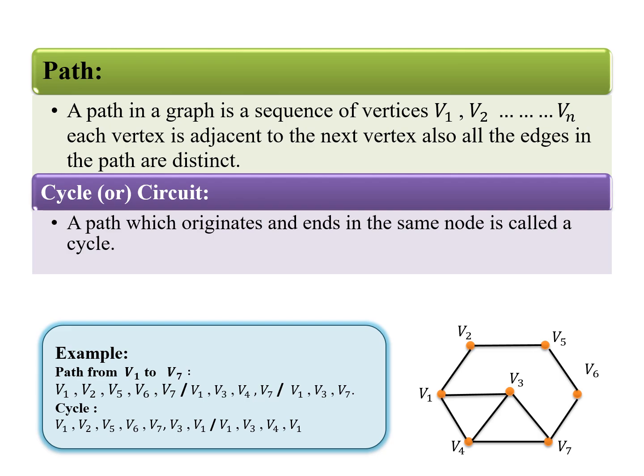In this example graph, the cycle is V1, V2, V5, V6, V7, V3, V1. The other cycle is V1, V3, V4, V1. You can write any number of paths and cycles for a graph if it is possible.